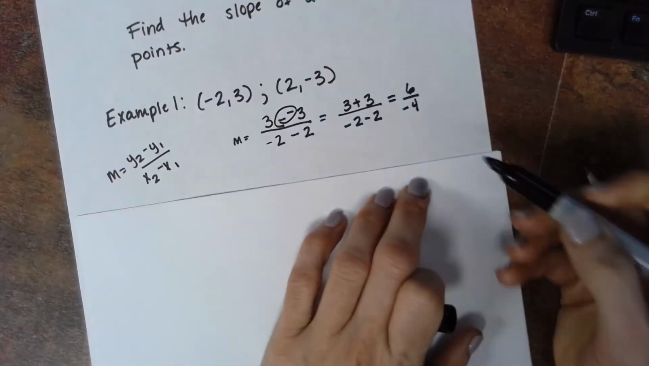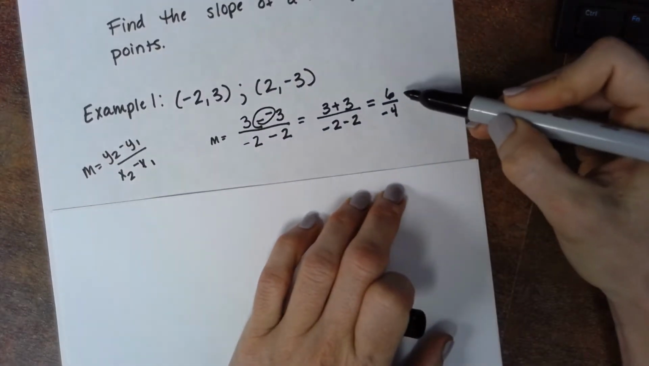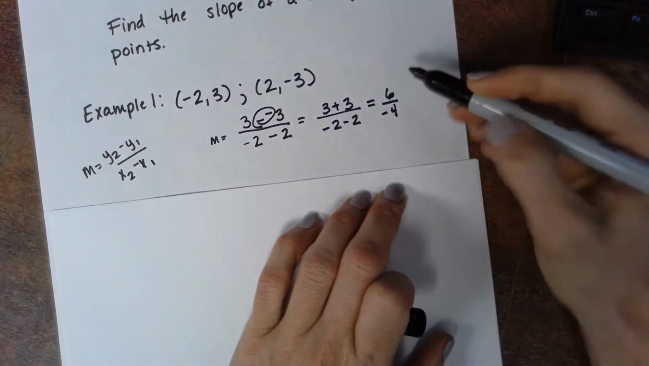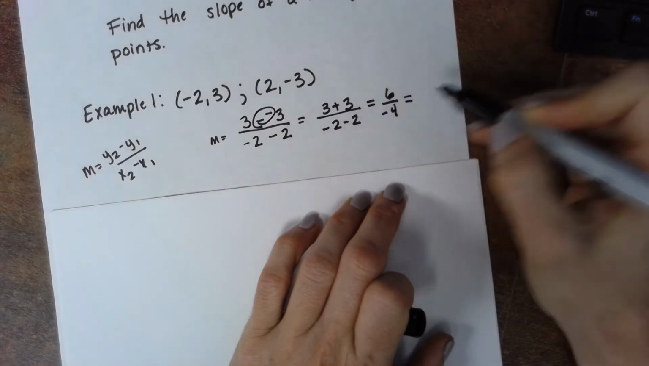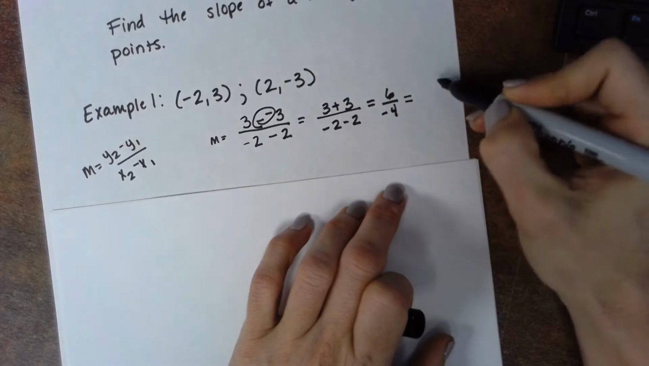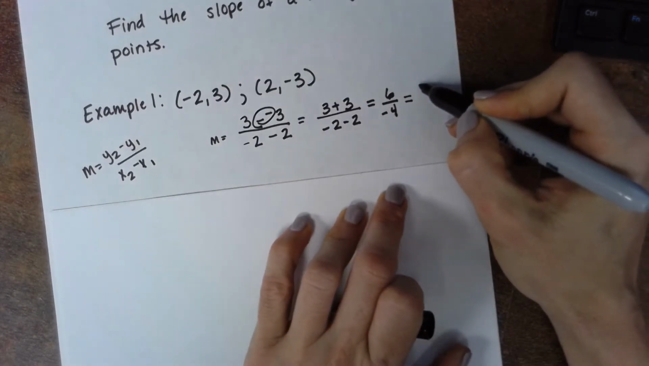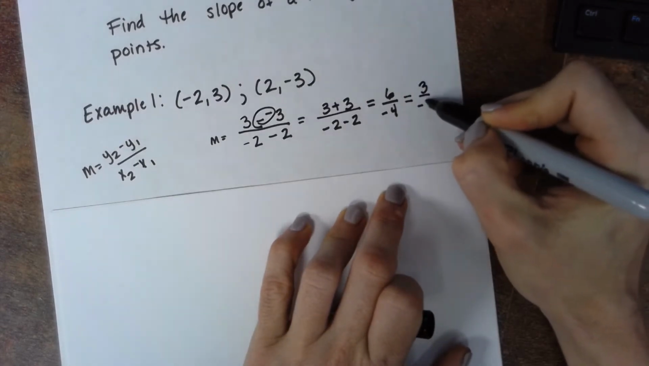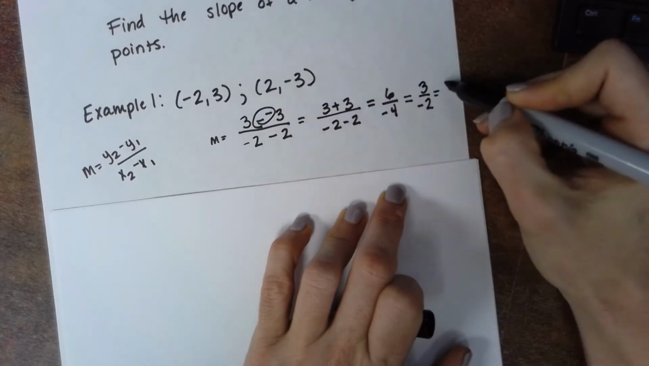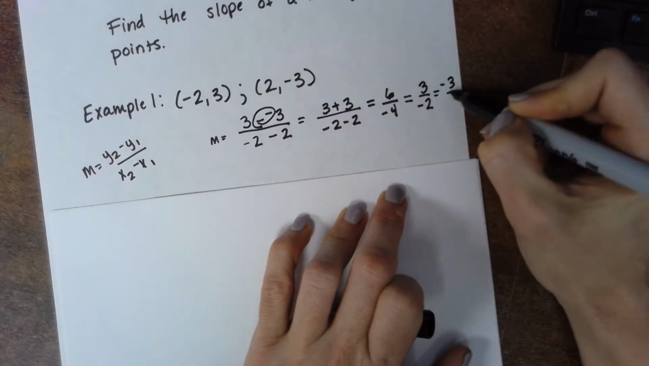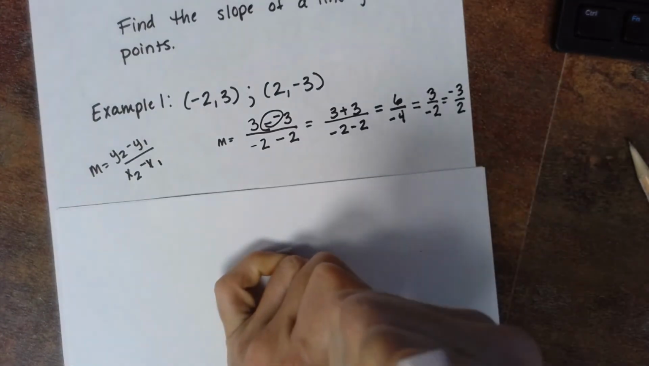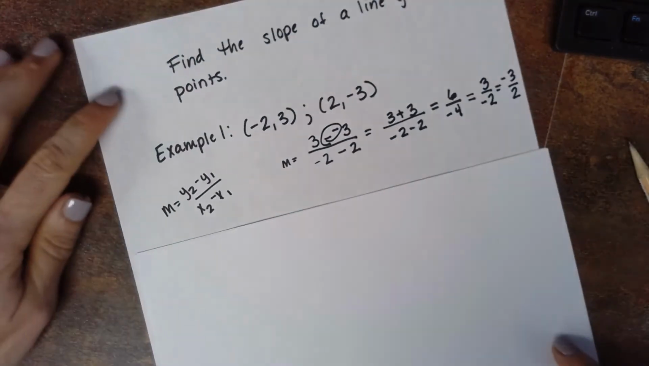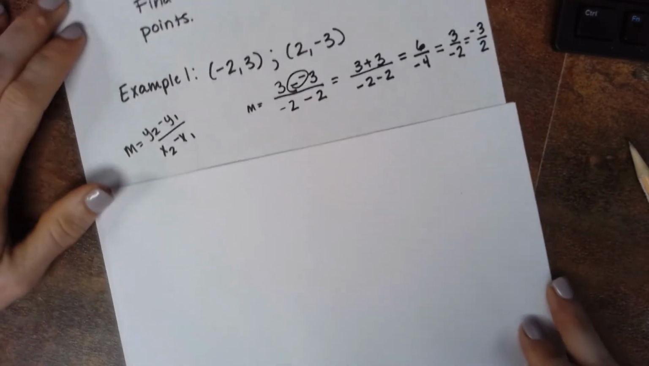And then you might also notice that since 6 and 4 are both even, we can actually reduce this fraction. So we're going to divide 6 and 4 by 2, and we get 3 over -2, which is the same thing as -3/2. So that is how to find the slope of these 2 points. So I'm going to show you another example.